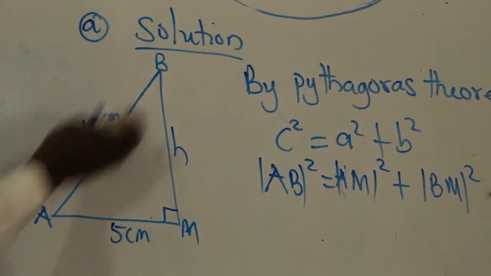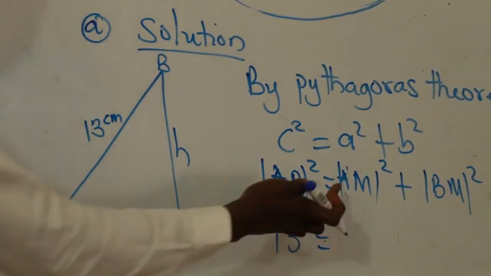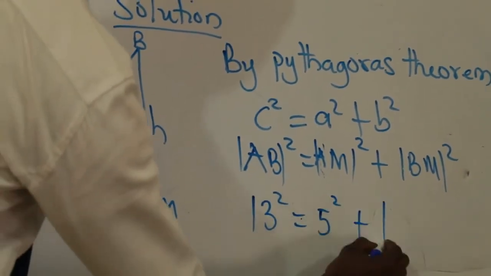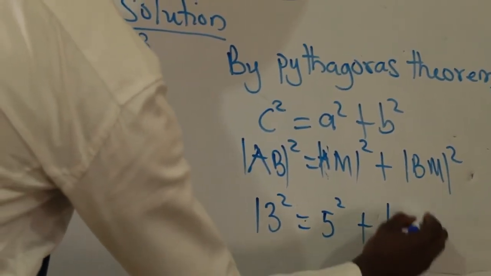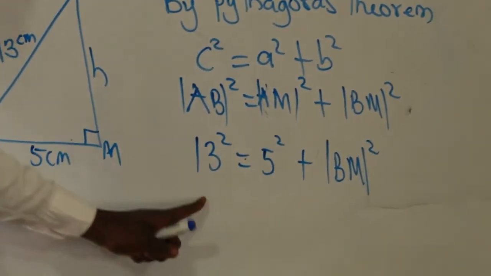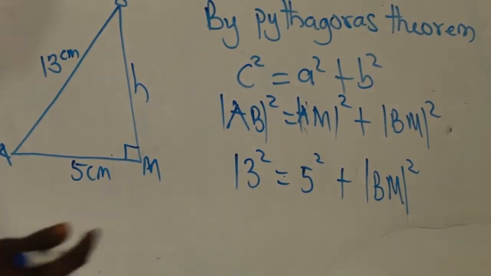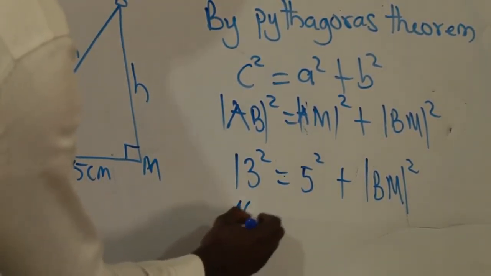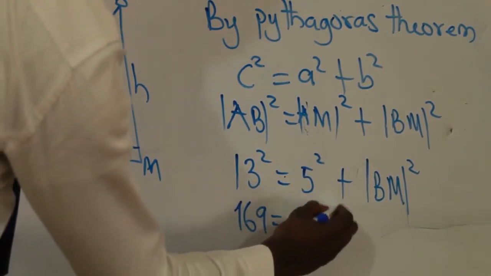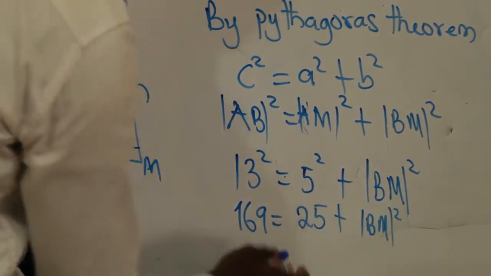AB is 13. This is what we have here as 13 squared. AM is 5, so I have 5 squared. And BM is what we are looking for, so we leave it as BM squared. 13 squared is the same thing as 13 times 13, and that will give us 169. 5 squared is the same as 5 times 5, and that will give us 25. I have my BM squared.